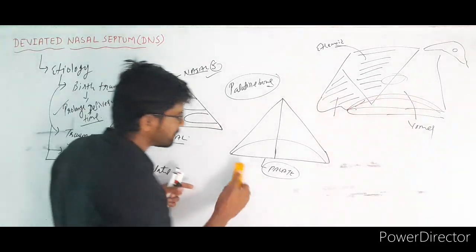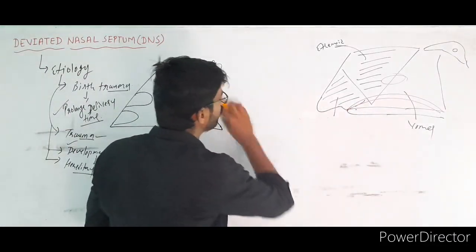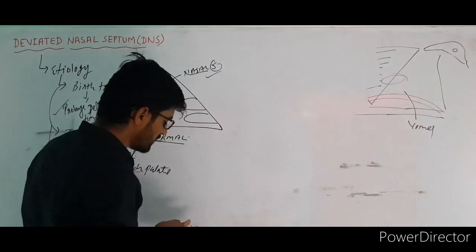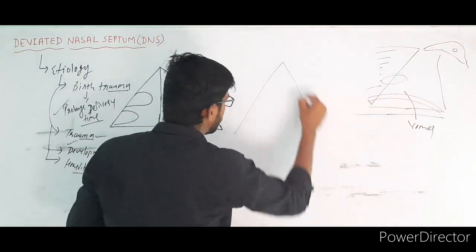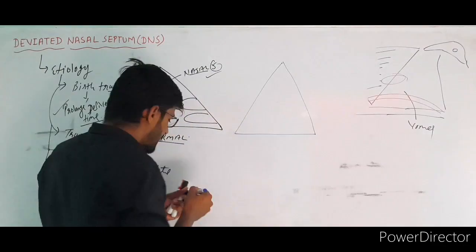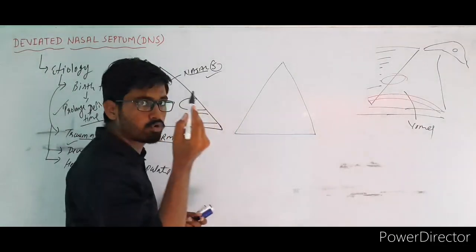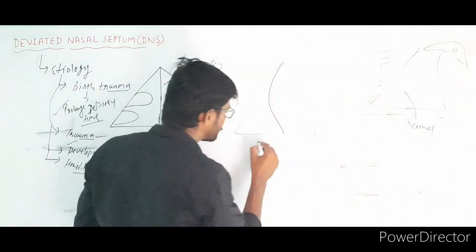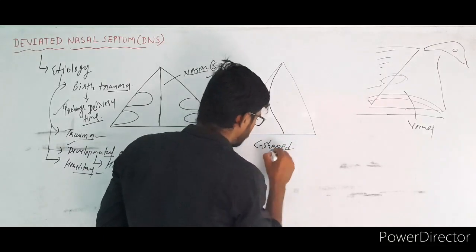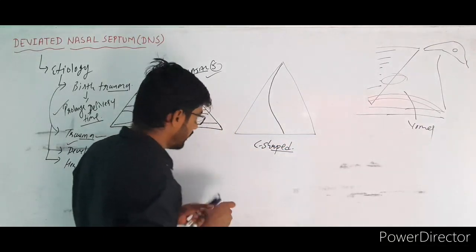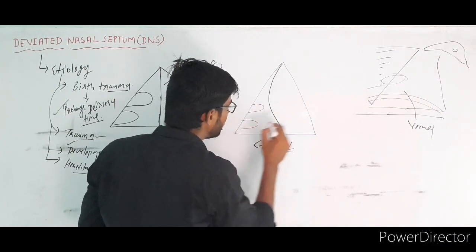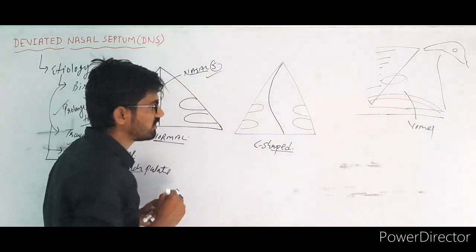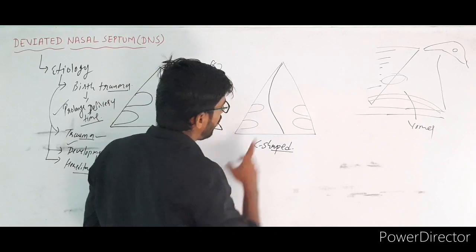Now we are going to discuss the types of deviated nasal septum. One by one we will discuss all the types, and we will compare with this, which is the normal. Now in this, what is happening? I am drawing the nasal septum in black. It may be like this, so I call this the C shape. Here is the middle turbinate, here is the inferior turbinate, here also the middle turbinate, and here the inferior turbinate. So this is the C shape.